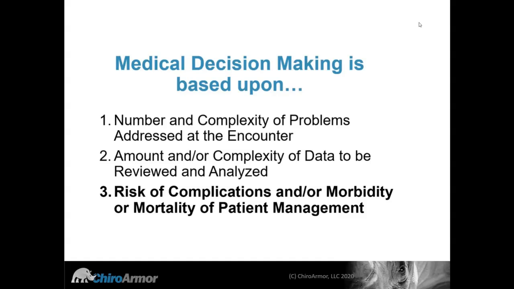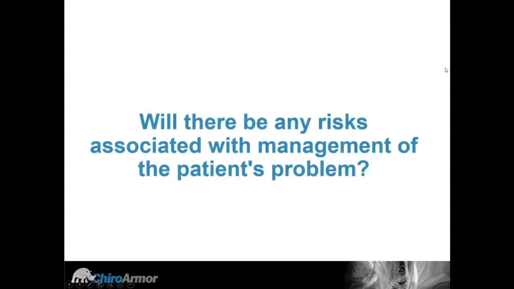Well, that leads us to the third category of medical decision making, and it's based on risk of complications or morbidity or mortality of patient management. And so we have to ask ourselves, will there be any risks associated with the management of the patient's problem? And what do we mean by that?